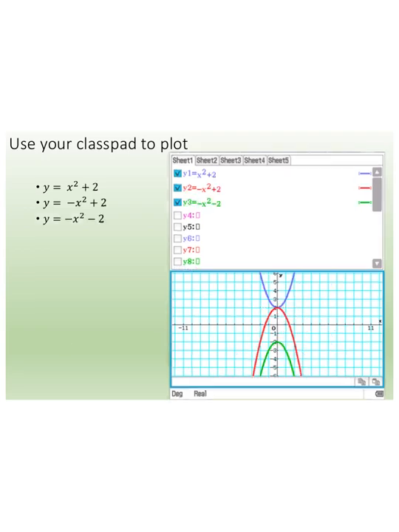Again, use your ClassPad. This time, I would like you to plot y equals x squared plus 2, y equals minus x squared plus 2, and y equals minus x squared minus 2. What can you observe? Again, you can see that the blue line here is y equals x squared plus 2. What happened is you have moved y equals x squared up by 2, a vertical translation.